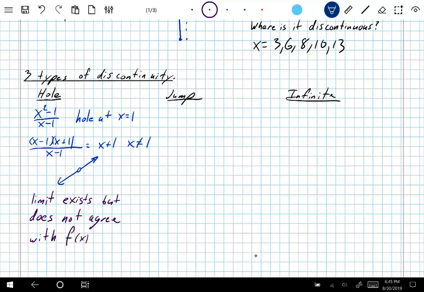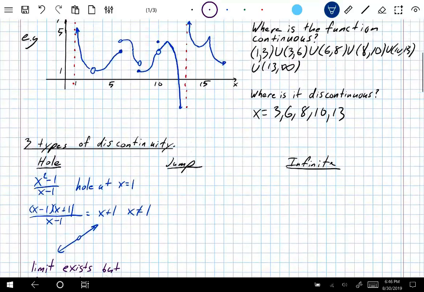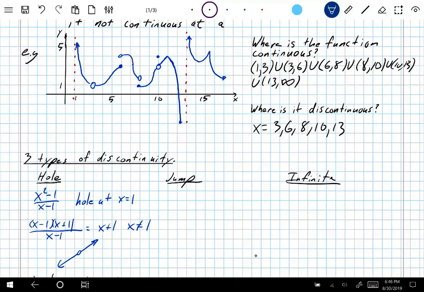Okay, so the limit here wants to fill that hole. That's great, but the function says, no, I'm not defined there. So there's a disagreement between the limit and the function, and that's what it means to be a hole. And we see that here too. The limit and the function value, here there is a function value, but it doesn't agree with the limit. And so if those two disagree, that's called a hole.